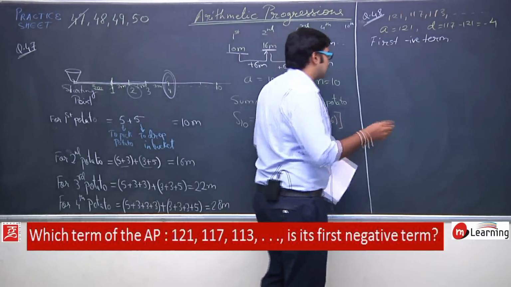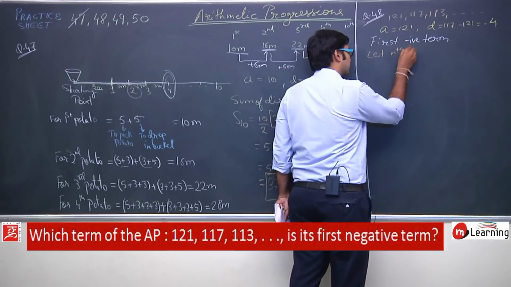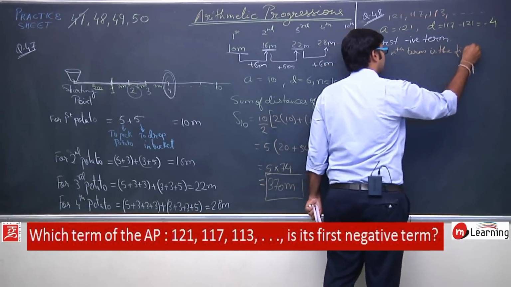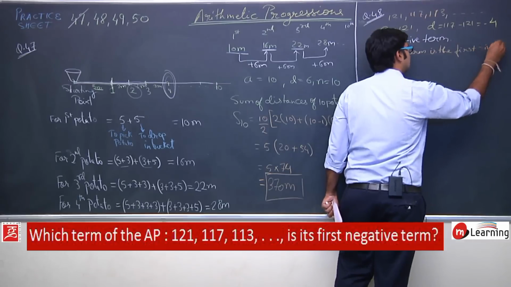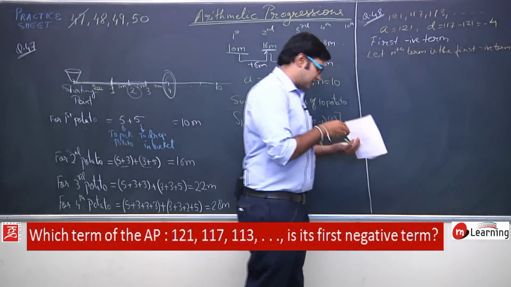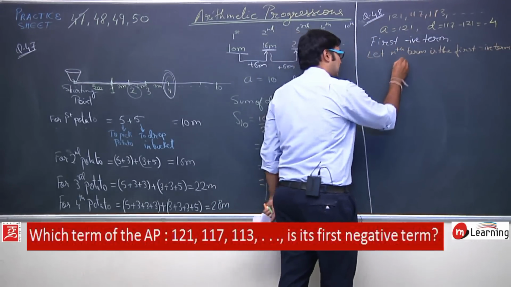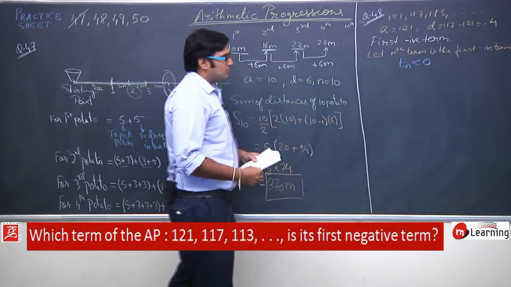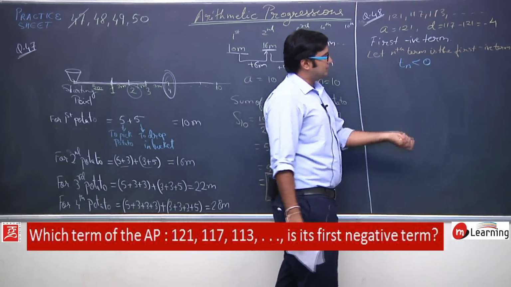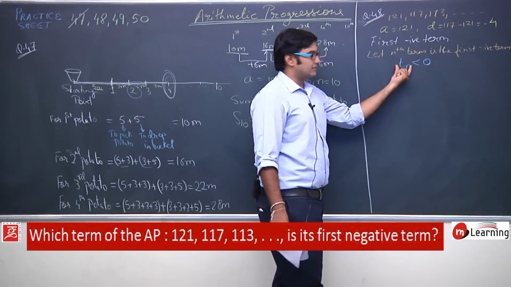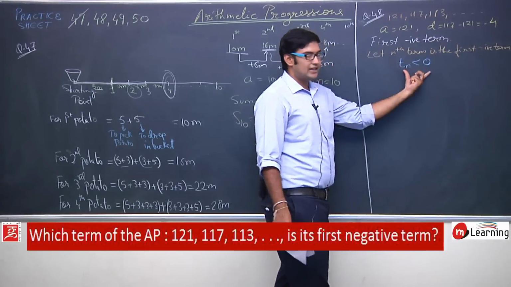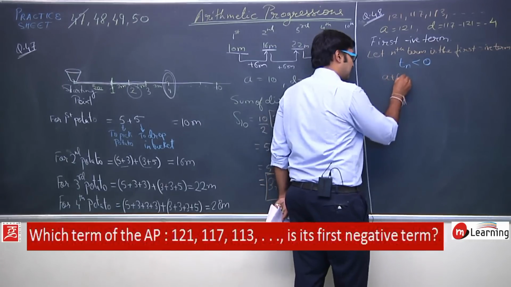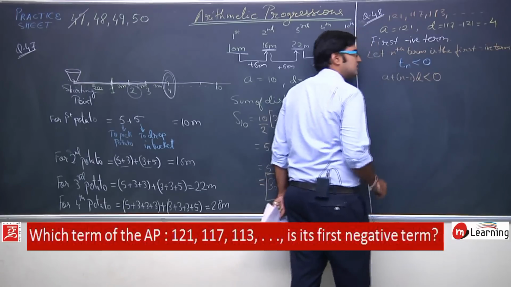So what I am saying is, let the nth term be the first negative term. So if the nth term is the first negative term, then the value of Tn should be less than 0. Okay, try to understand this concept. Since I have assumed that the first negative term is the nth term, I can say that since it is negative, it should be less than 0. This is an inequality that we can deduce. So what is Tn? Tn is basically a plus n minus 1 into d, which is less than 0.